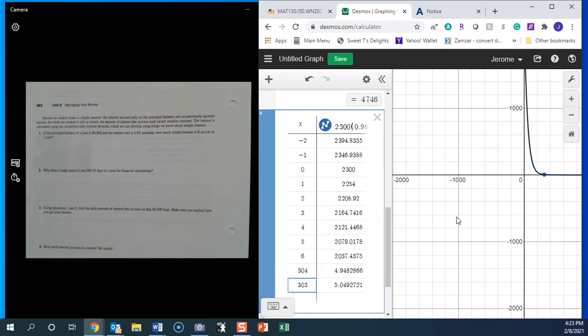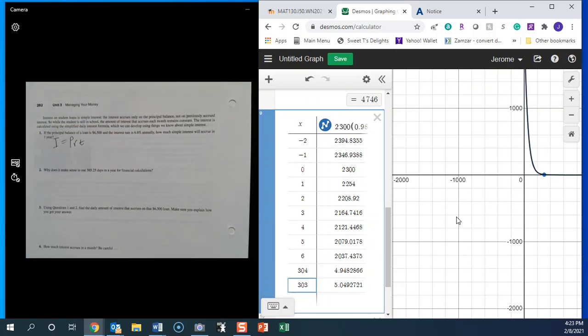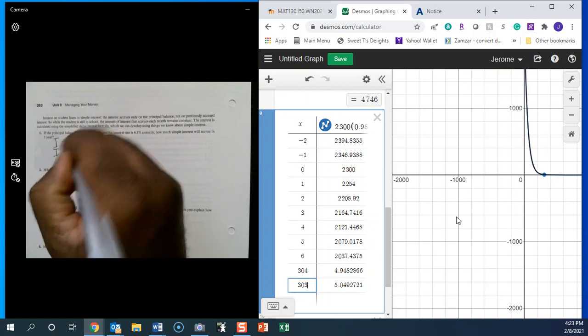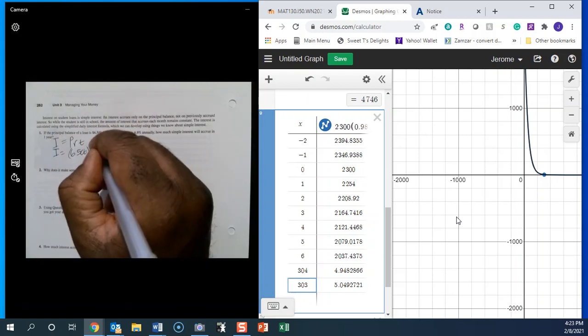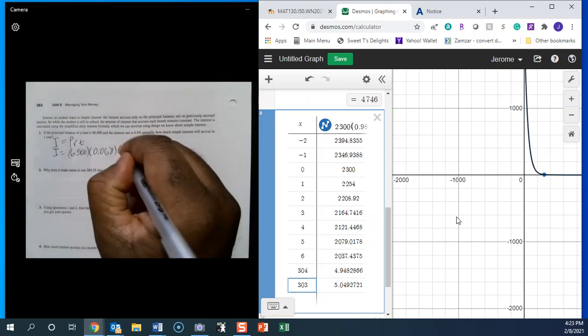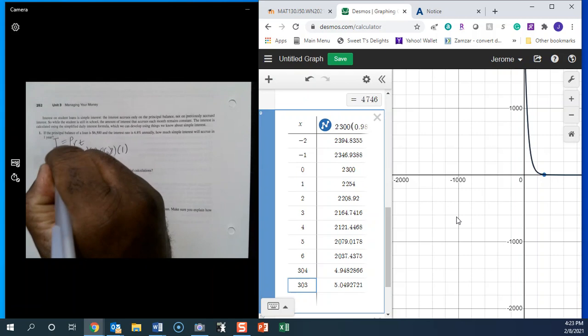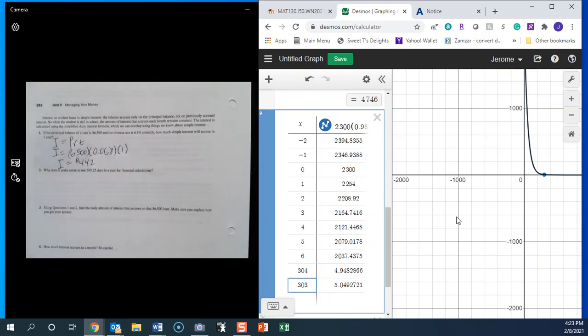Okay, if the principal balance of a loan is $6,500 and the interest rate is 6.8% annually, how much simple interest will accrue in 1 year? So we know interest is equal to principal times rate times time. So interest is equal to the principal, 6,500, the rate is 6.8%, which is 0.068, and the time is 1 year. So the interest is equal to $442.